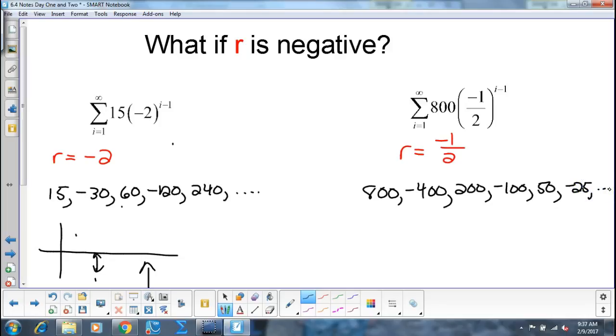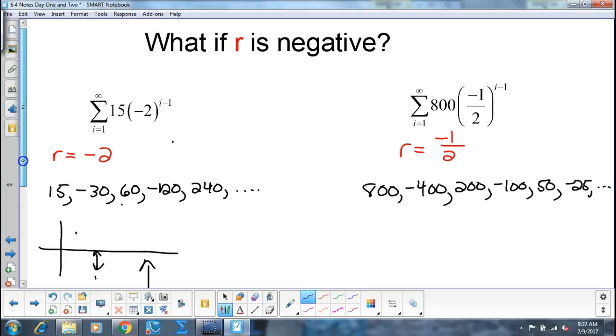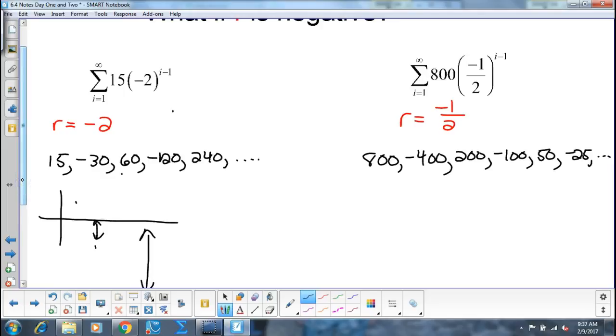Okay. Is that diverging or is that converging? That's converging. So we should be able to find that sum then, right? Okay, because it's converging. So let's see if our formula would work.